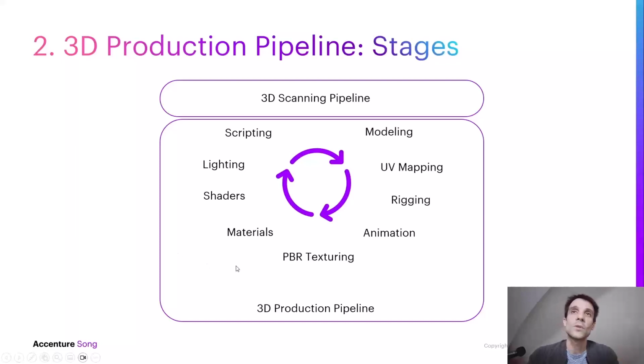So namely, I'm talking about the modeling stage, where all the models are built for the several structures of the environment and several objects that make up the environment. Then the UV mapping is created also on a per object basis.